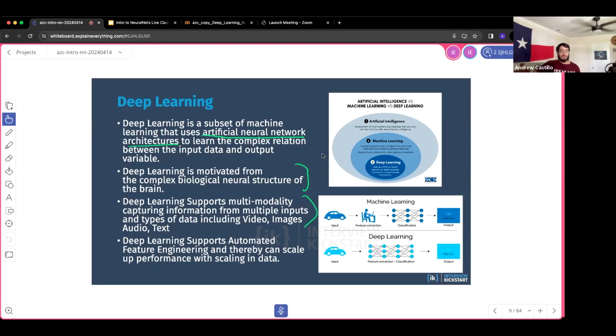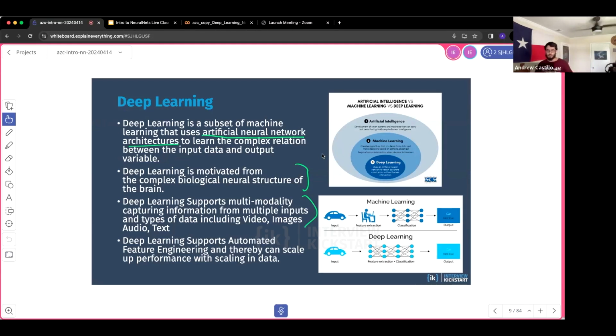So just something to keep in mind there, okay, y'all? Deep learning in general is going to be a subset of machine learning, but we're also going to be using artificial neural networks to mimic the human brain to make those decisions, okay? So that's kind of the idea there, all right?